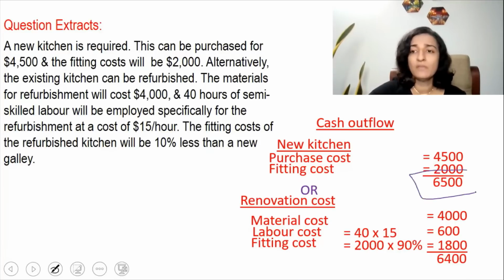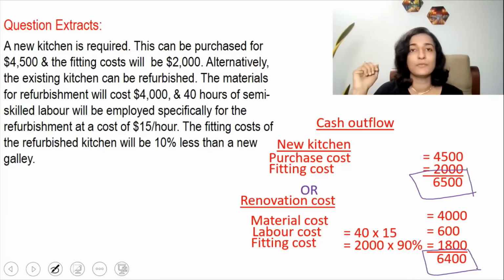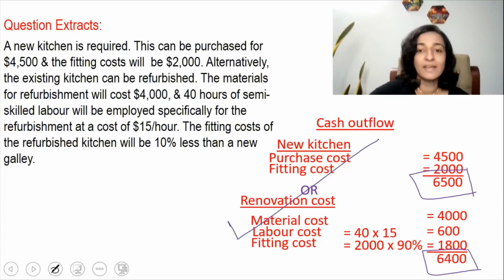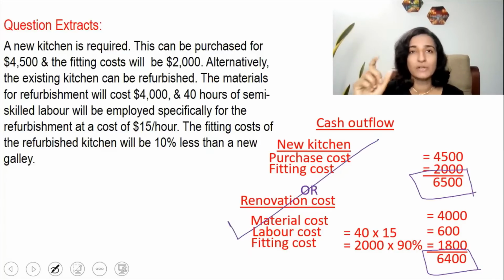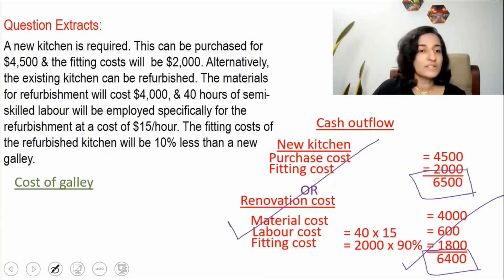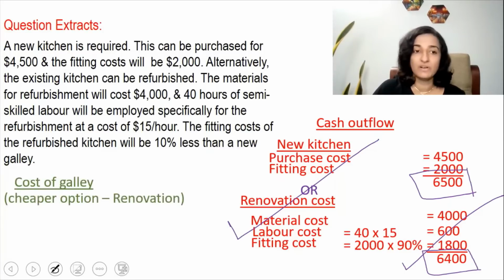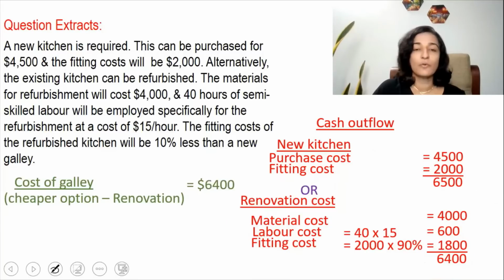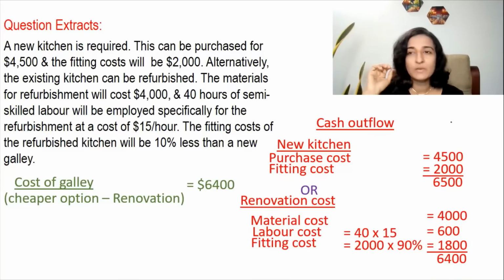If you see option 1, we have to incur an amount of $6,500, and for option 2, we have to incur an amount of $6,400. And since it's a business, we always go for the cheaper option. So the option that we will be applying will be option 2, that is the renovation, having a total cash outflow of $6,400. So what is the relevant cost? The cost of the galley, the cheaper option, which is the renovation, is $6,400. The next part of the question is concerning the relevant cost of labor.